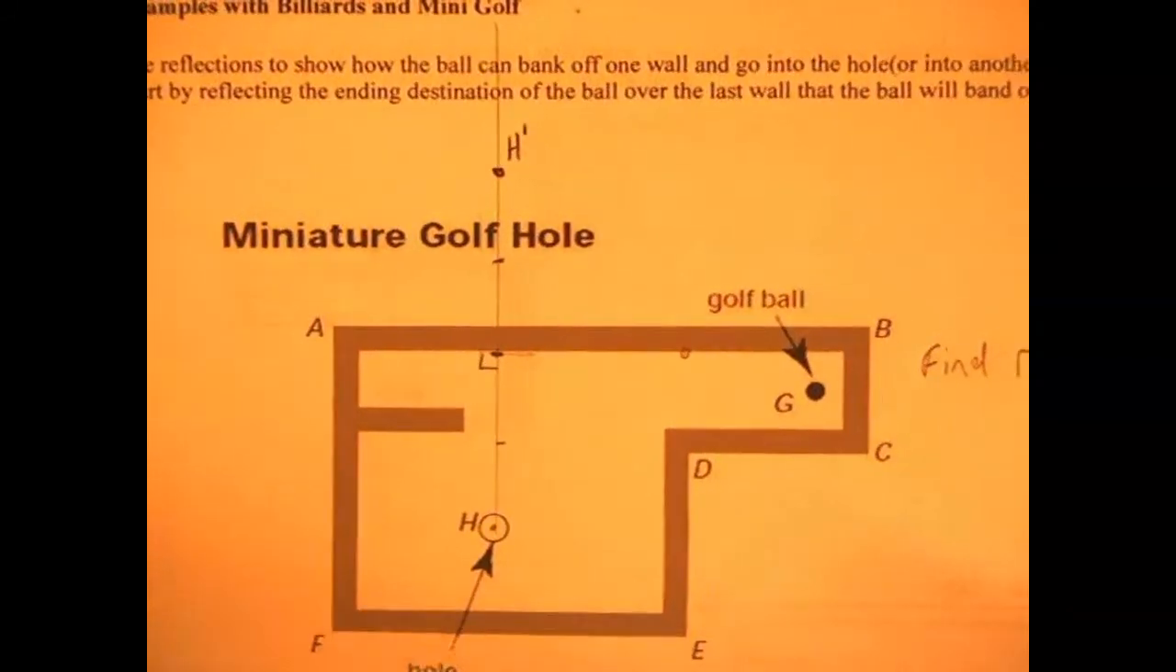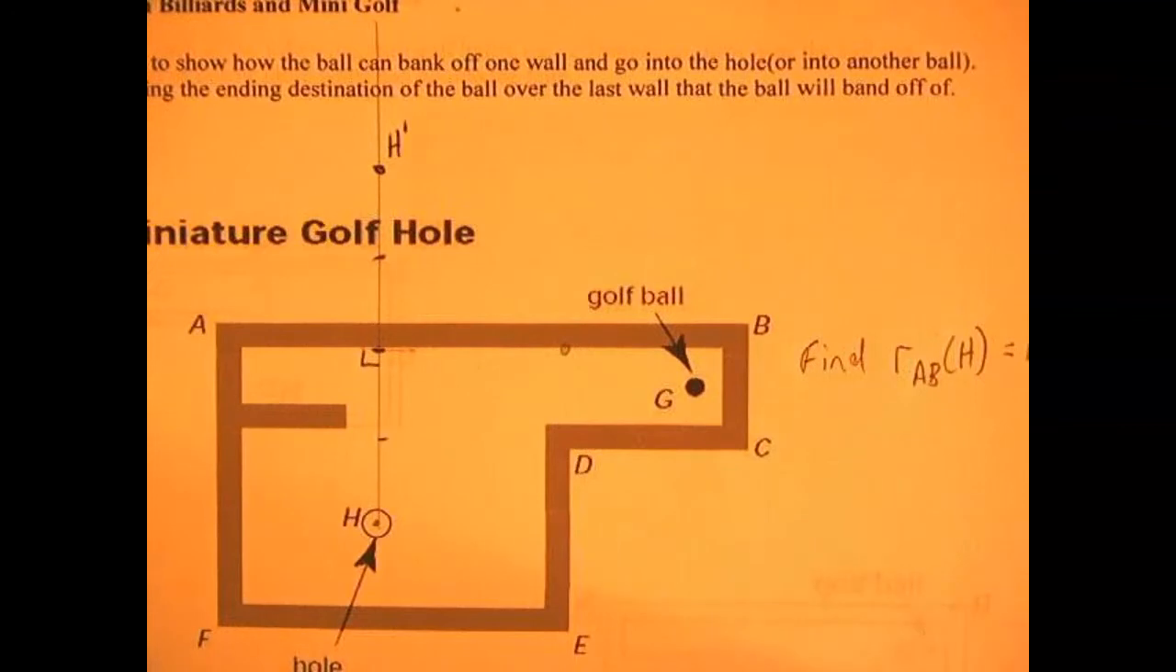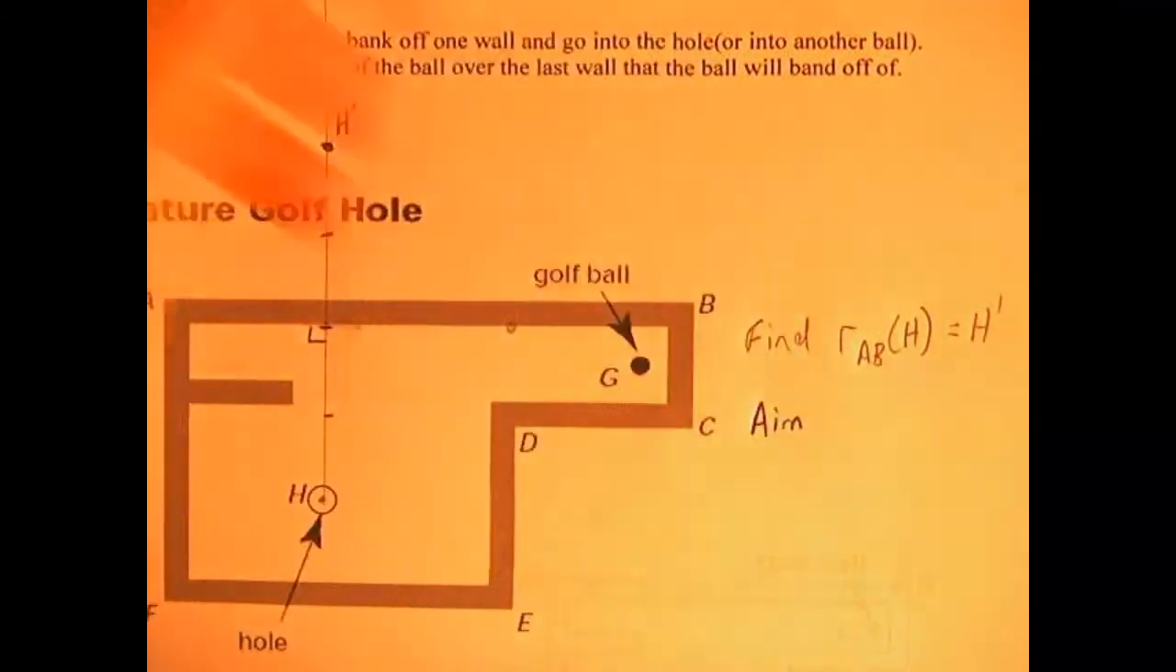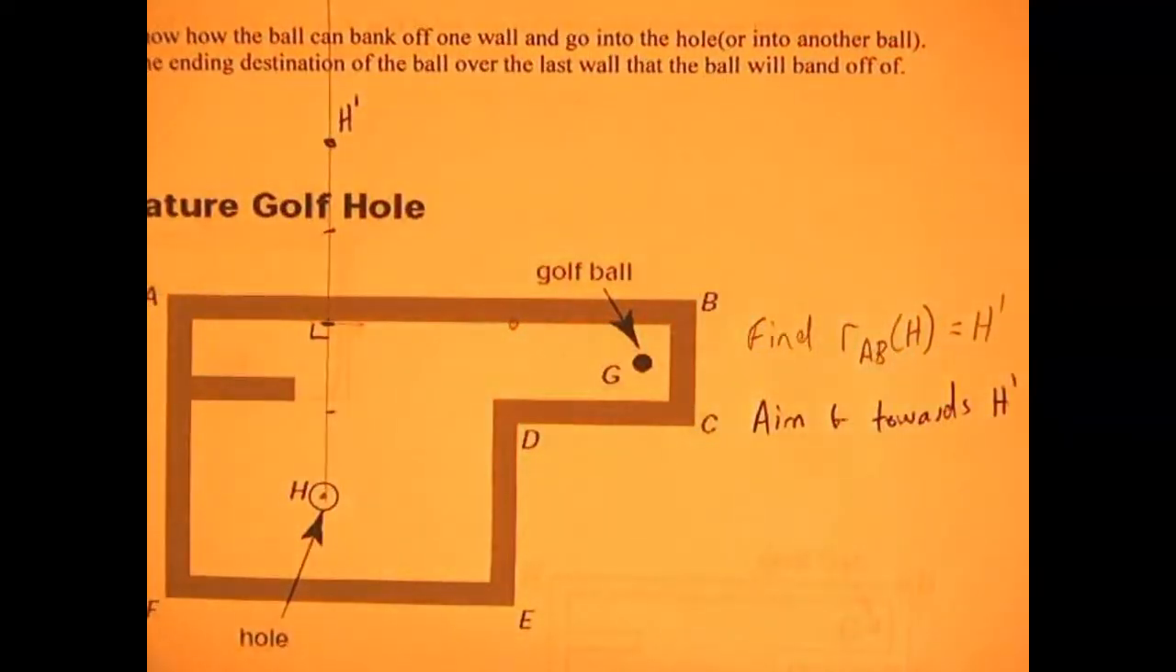Now, the fun part. We found the target. We would just have to aim towards H prime. So aim the ball, G, towards H prime. Let's see what happens.